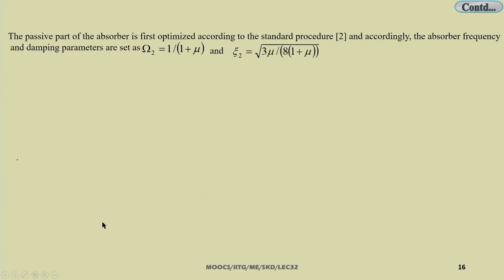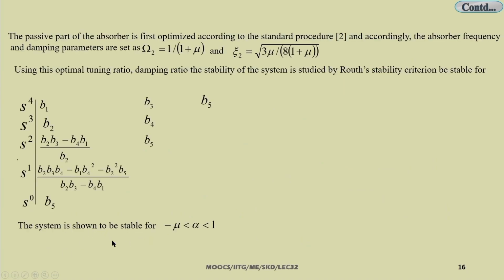Taking this non-dimensional parameter, from this characteristic equation one can use the Routh-Hurwitz criteria to find the stability of the system. It can be shown that the system is stable when minus mu is less than alpha less than 1, where mu is the mass ratio parameter.